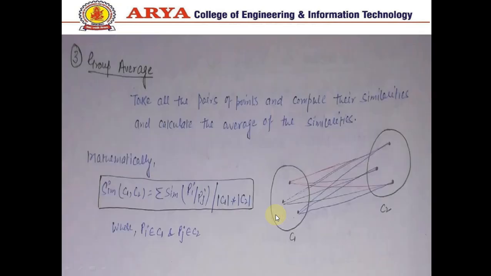The third one is group average. In this technique, we take all the pairs of points and compute their similarities, then calculate the average of the similarity. Mathematically, it is the summation of similarity of Pi, Pj divided by C1 times C2, where Pi belongs to C1 and Pj belongs to C2.